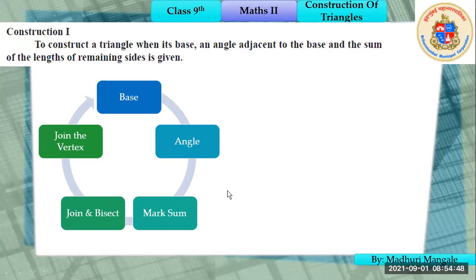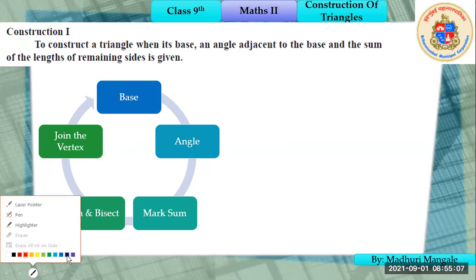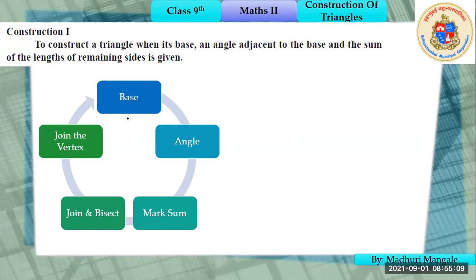Always start with drawing out the base, then the angle, then you have to mark the sum or the difference, whichever you're given. Then join and bisect, that is you have to draw the perpendicular bisector, and finally joining the vertex completes the construction.